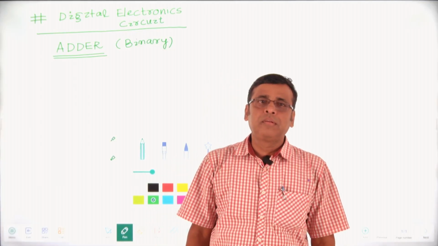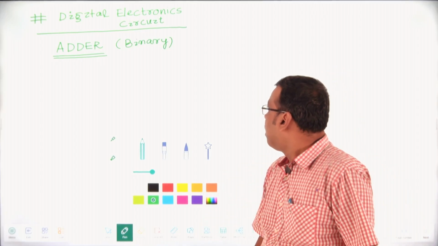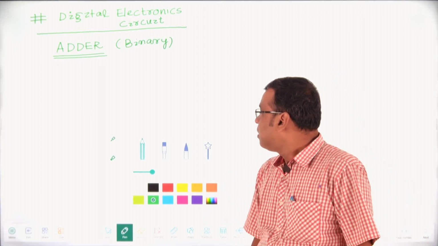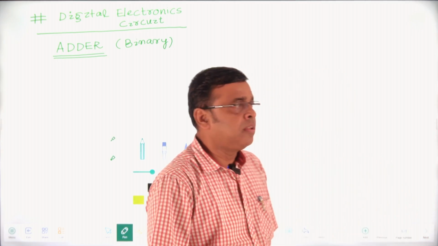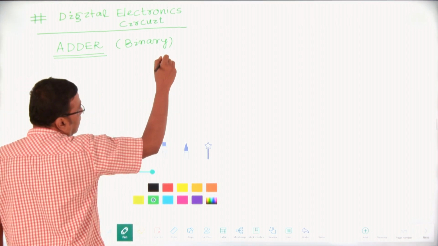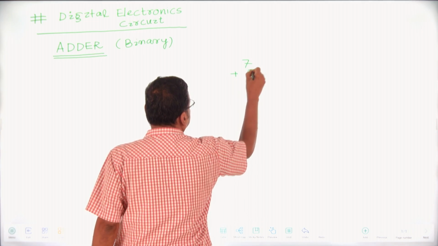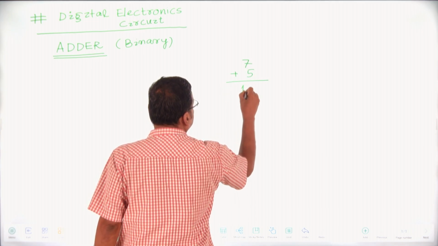Hello students, today we are going to discuss the adder. It is a combinational logic circuit. So generally what happens in a binary adder? Suppose I tell you 7 plus 5, it is nothing but what?